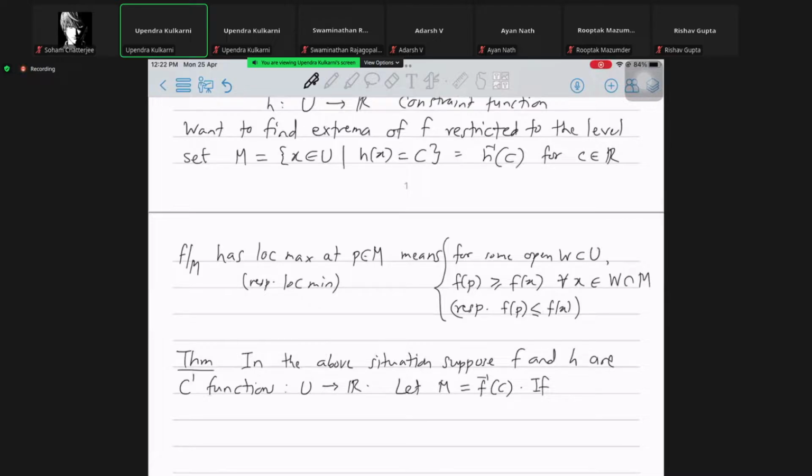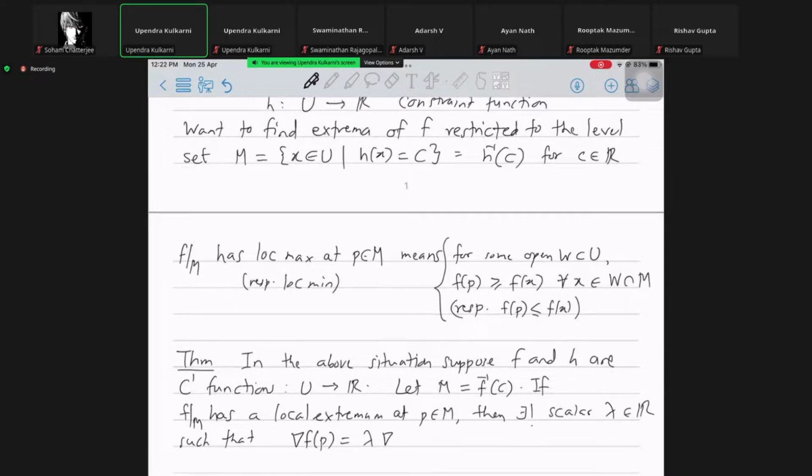So here is the statement. If F restricted to M has an extremum at P, then there exists a unique scalar lambda, a real number, such that the gradient of F at P equals lambda times the gradient of H at P. So I'm simply saying that the gradients of both of these functions at this extremum point are proportional to each other, right?